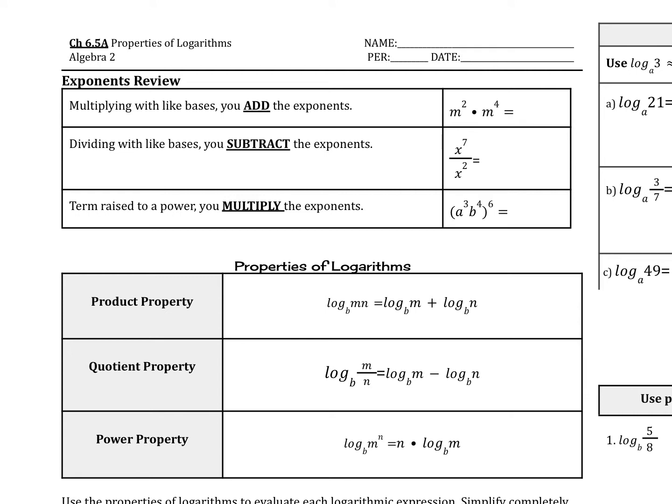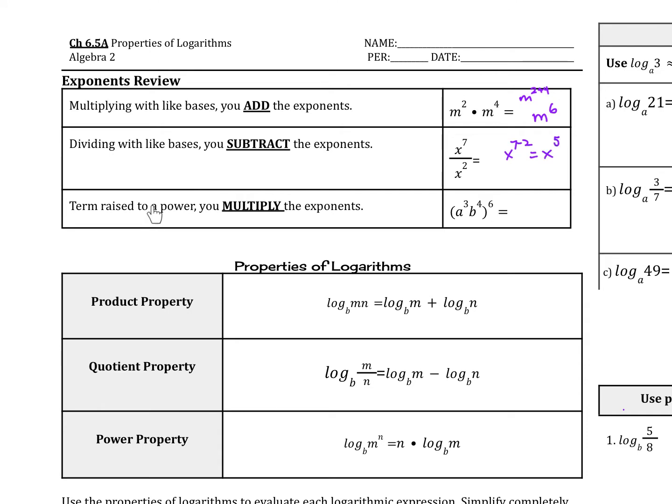So if you remember, when we're multiplying with like bases, like m squared times m to the fourth, we add the exponents. So therefore this becomes m to the 2 plus 4, so that's going to be m to the 6th power. Then when you're dividing with like bases, like x to the 7th over x squared, we subtract the exponents. So this is x to the 7 minus 2, which is x to the 5th power.